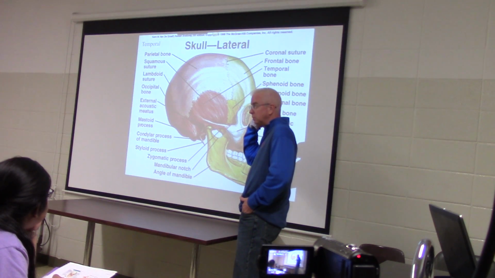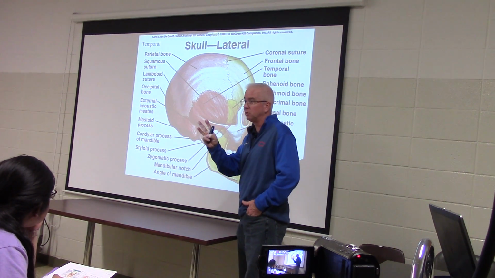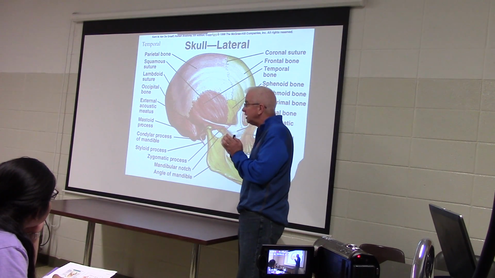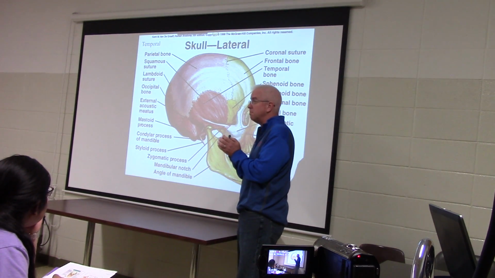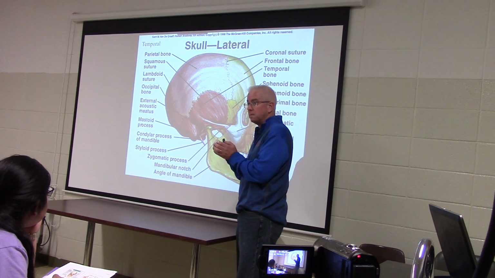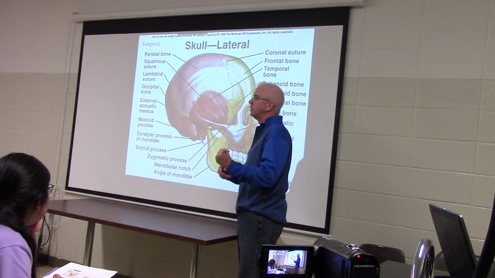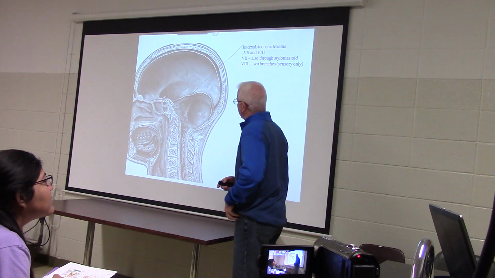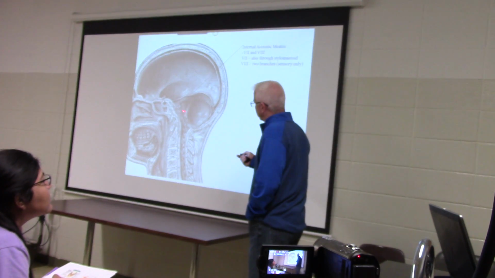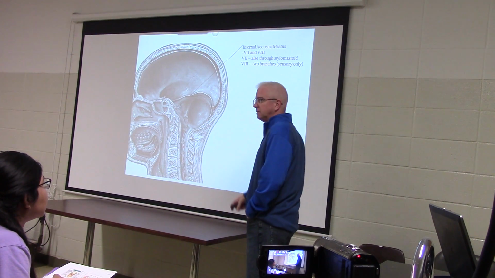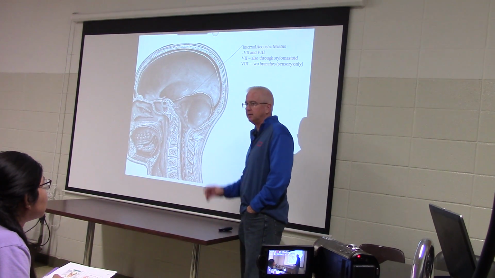Inside the external acoustic meatus, there's three little bones. We call them the ossicles. They are attached to what we call the inner ear. It's another bone, a bone inside a bone. On the other side of that inner ear bone, there's an opening that actually goes into the head. And so that opening is called the internal acoustic meatus. And you can see that there are some things that pass through this internal acoustic meatus.